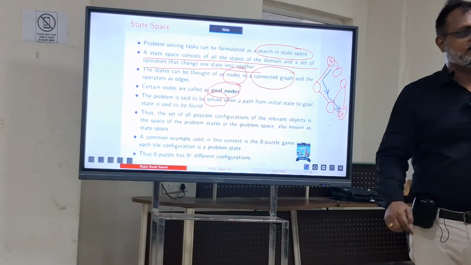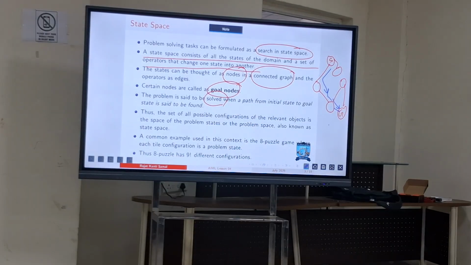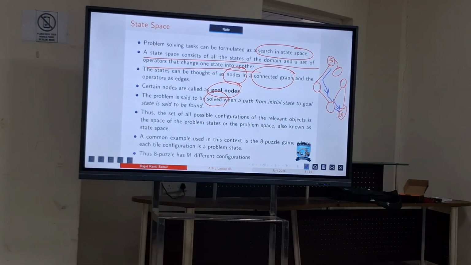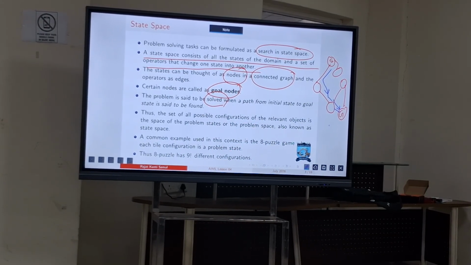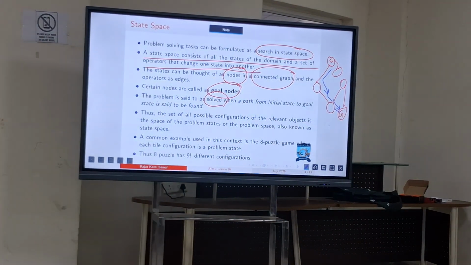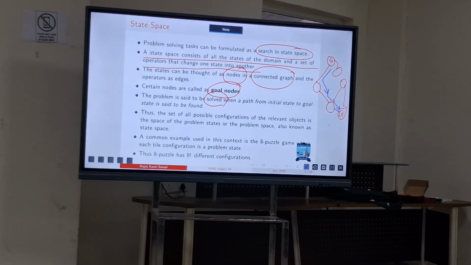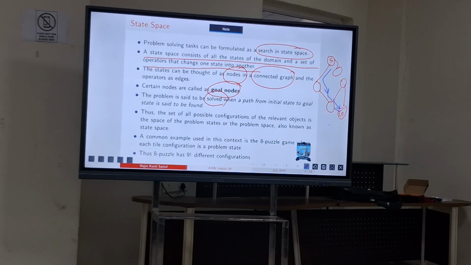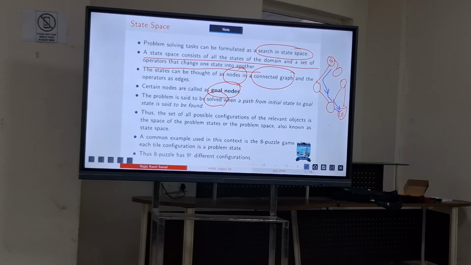Like the subject I taught to the other section, universal human values. The final goal is happiness and prosperity. So what is the path you should take to reach there? Depending on the nodes you choose, accordingly the cost will be there. Suppose you choose a path where you are lazy, you are not doing anything in discipline, then it will take a long time to reach your goal node, happiness and prosperity. So that is also a connected graph. That's why I told you AI techniques mimic human thought, unlike optimization, which is mathematical.